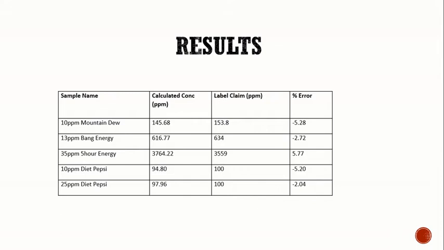The same applies to the 25 ppm Diet Pepsi, which is very close to the label claim. That's 97.96 ppm of caffeine in that.